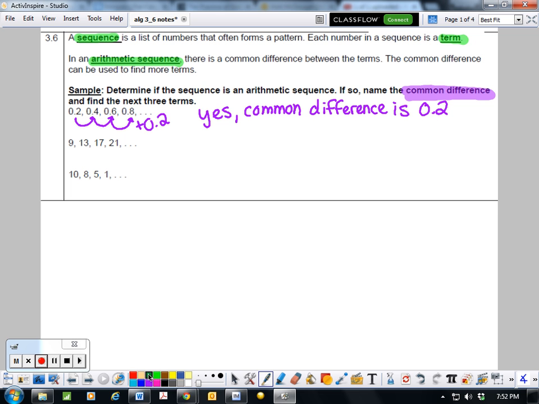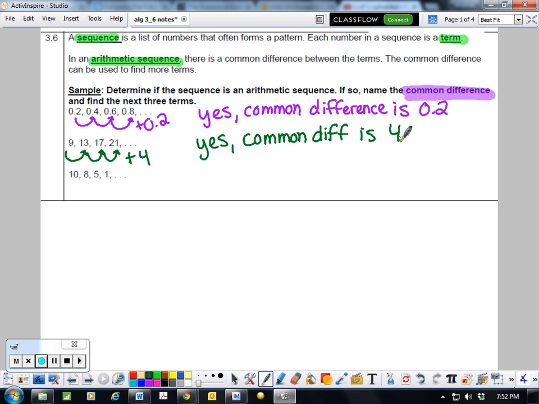Okay, so let's look at the next one. So if I'm going from 9 to 13, I'm adding 4. 13 to 17, I'm adding 4. 17 to 21, I'm adding 4. So each time I add 4. So yes, this is an arithmetic sequence. And our common difference is 4.